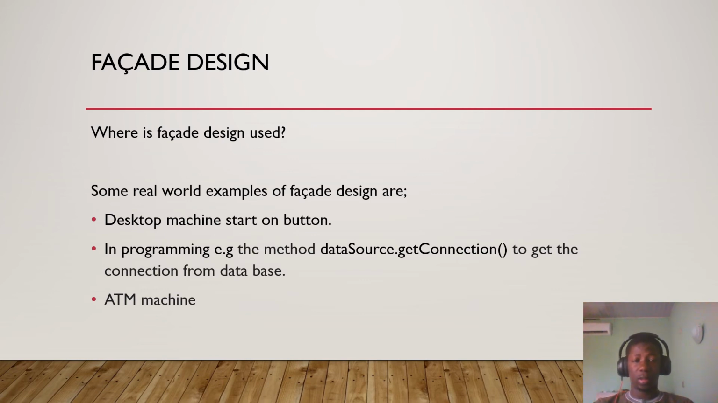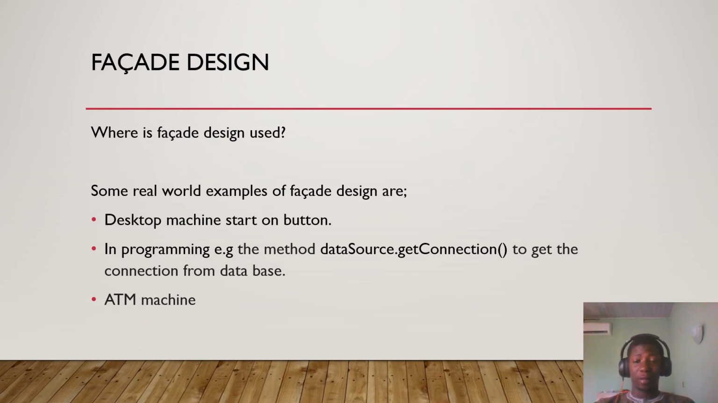Another example is in programming. For instance, a metadata getConnection method is used to get a connection from a database. How the connection is being made, what drivers are being used to get the connection, and other processes underground are not known to the user. You just use the method to get those connections without knowing the procedures behind that.